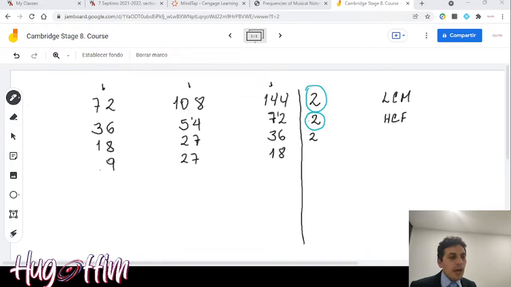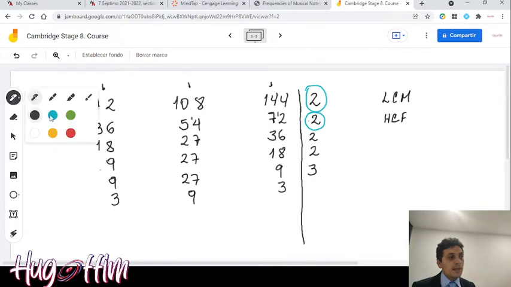What are we going to do now? We continue dividing. Look at that, 18 is divisible by 2, so I'm going to divide by 2. 18 divided by 2 is 9. But 27 is not divisible by 2, and 9 is not divisible by 2. Now, maybe you know that if we use 3, 9 divided by 3 is 3, 27 divided by 3 is 9, and 9 divided by 3 is 3. So we can say that 3 is a common factor, and I'm going to circle it.